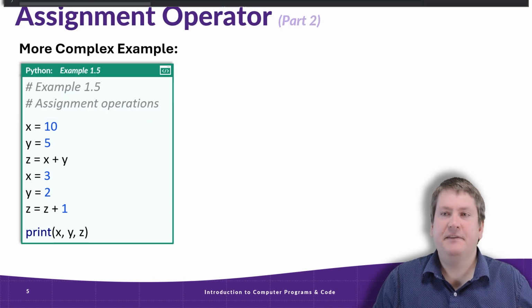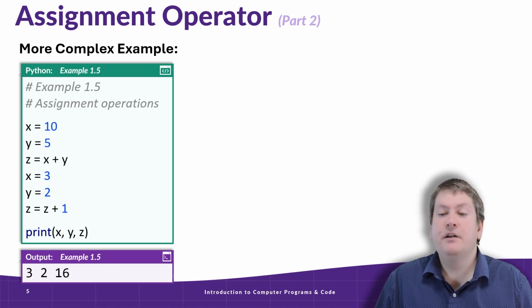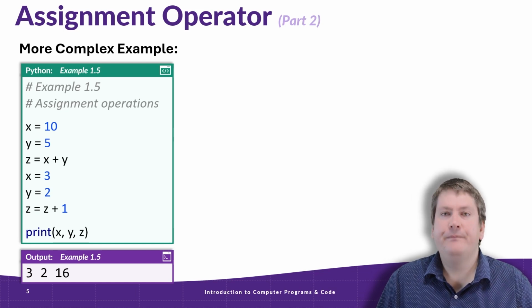Let's go back to the slides. So as we saw in this example, the output would be 3, 2, 16. 3 would be for x, 2 would be for y, and 16 would be for z.